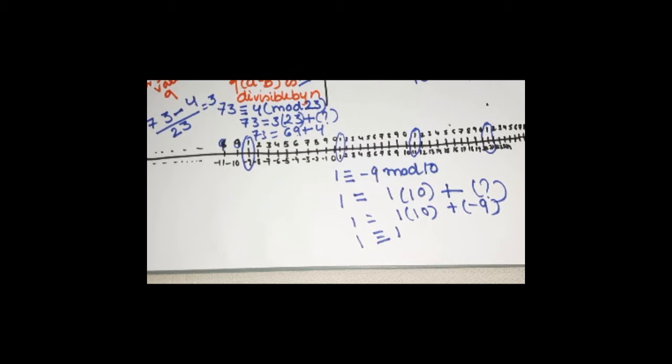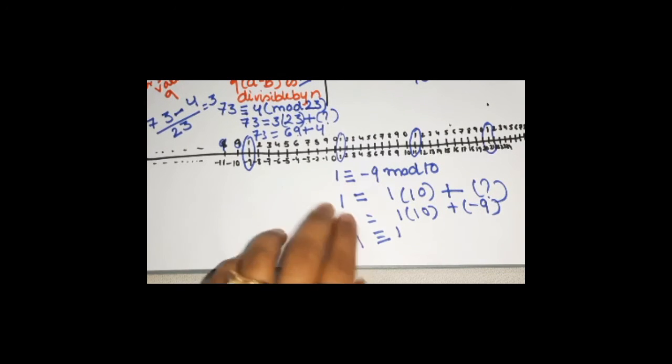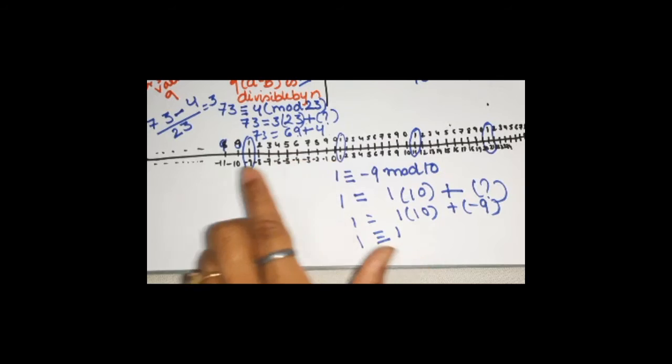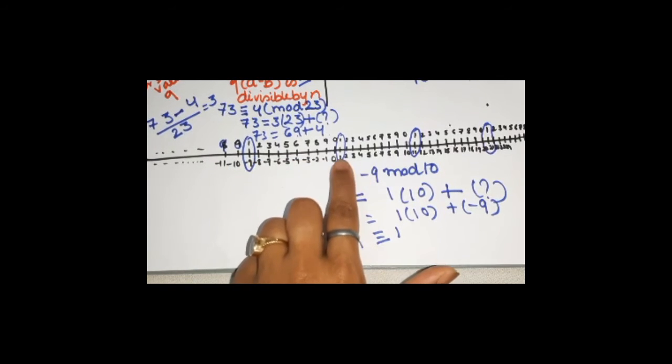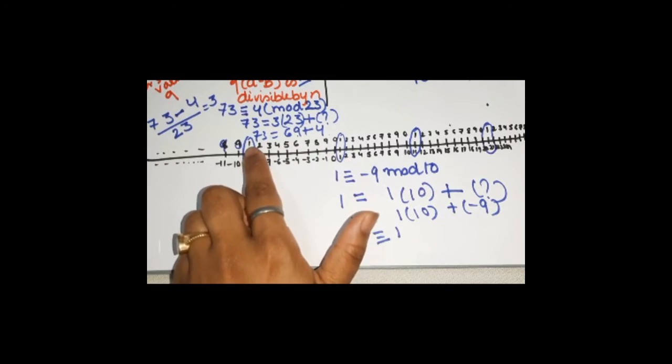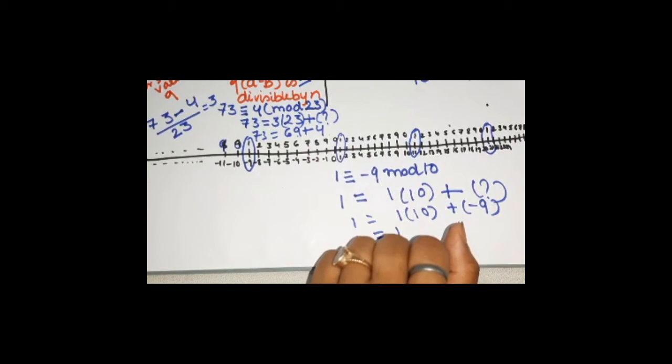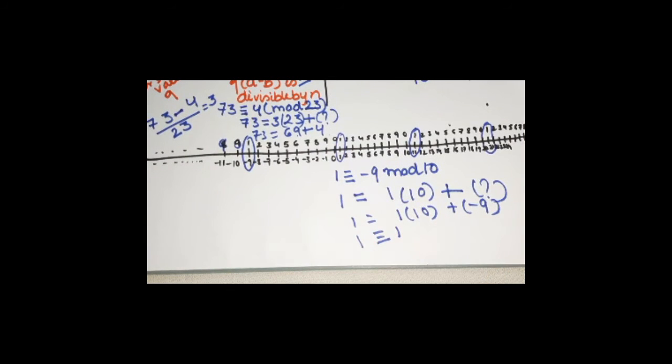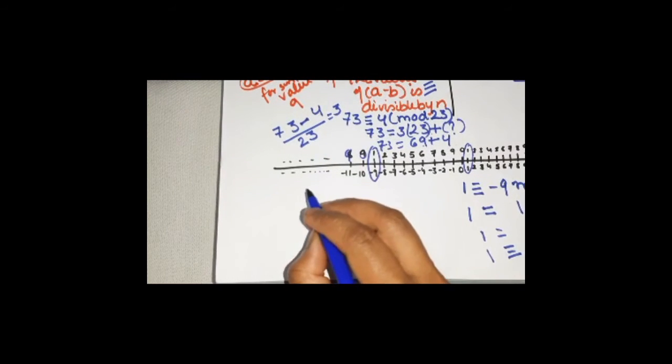And when you perform 1 minus minus 9, it gives you 10, and 10 divided by 10 gives you 1. Therefore, 1 is congruent to minus 9. And by this number line also you can see that minus 9 is congruent to 1 because both the values of minus 9 and 1 in the modular arithmetic is 1. Now, let us check for 11 also.